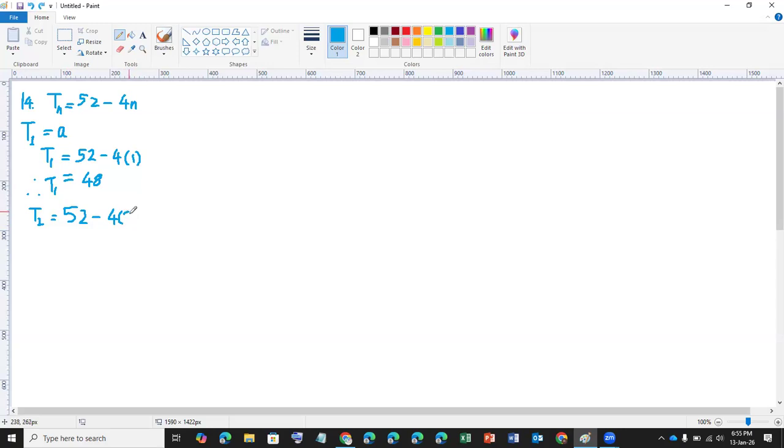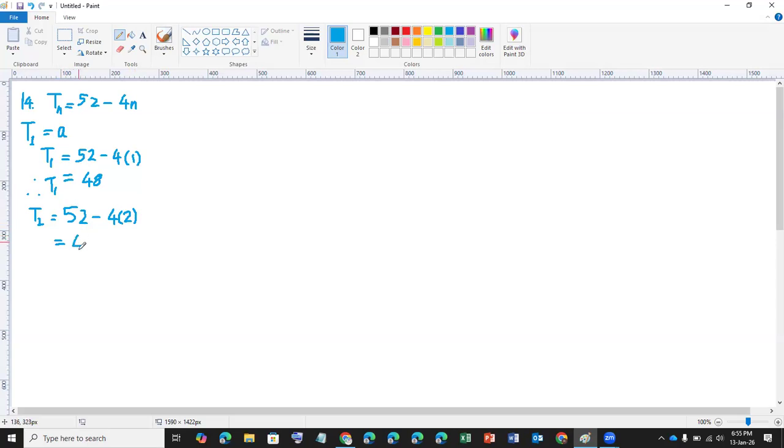Sometimes trying to draw a curve with this thing can be a bit daunting. Okay, so here we are, 52 minus 4 times 2. That's the same thing as 52 minus 8. So 52 minus 8 will give us what? 44.